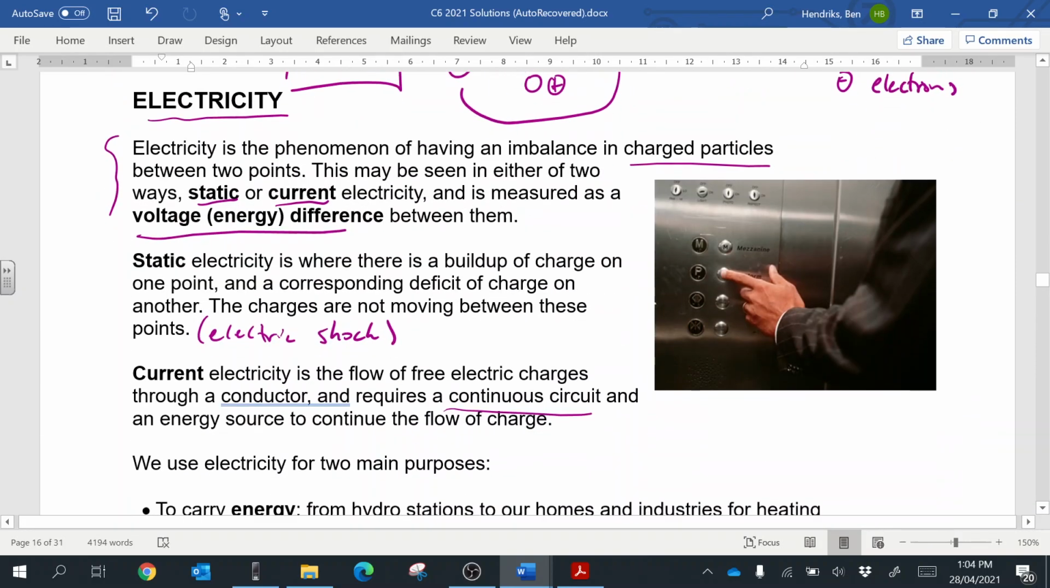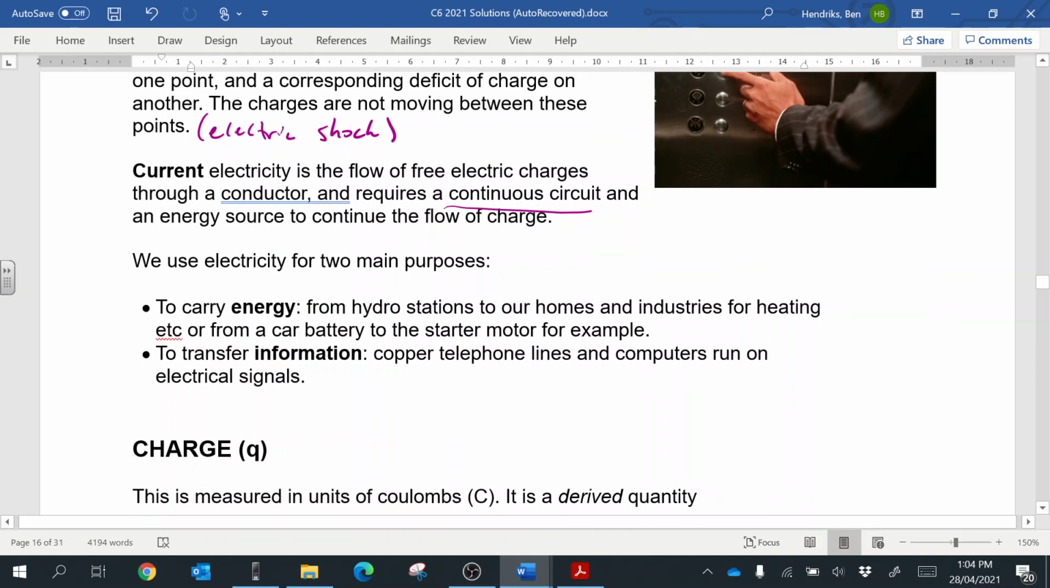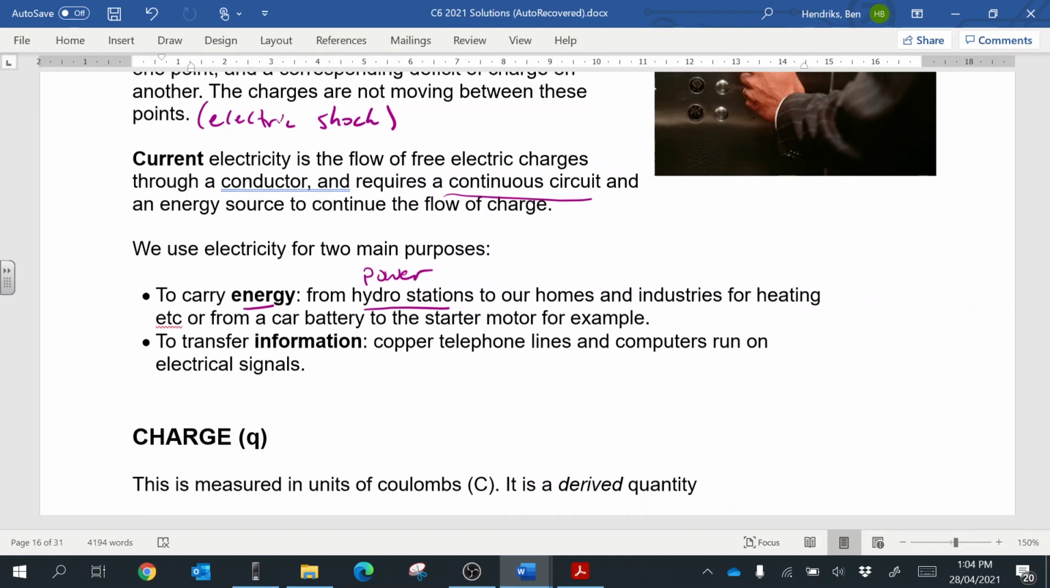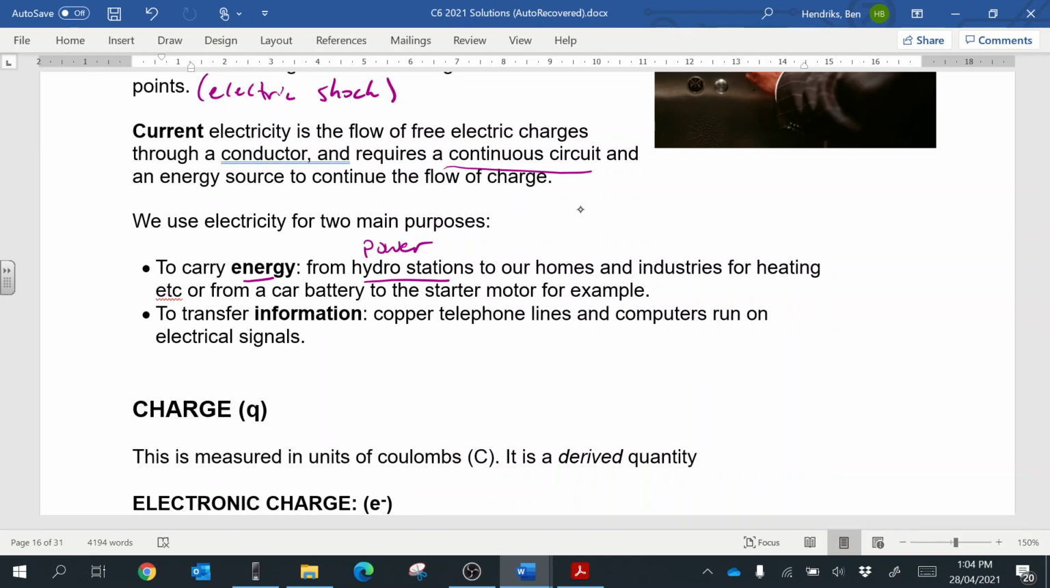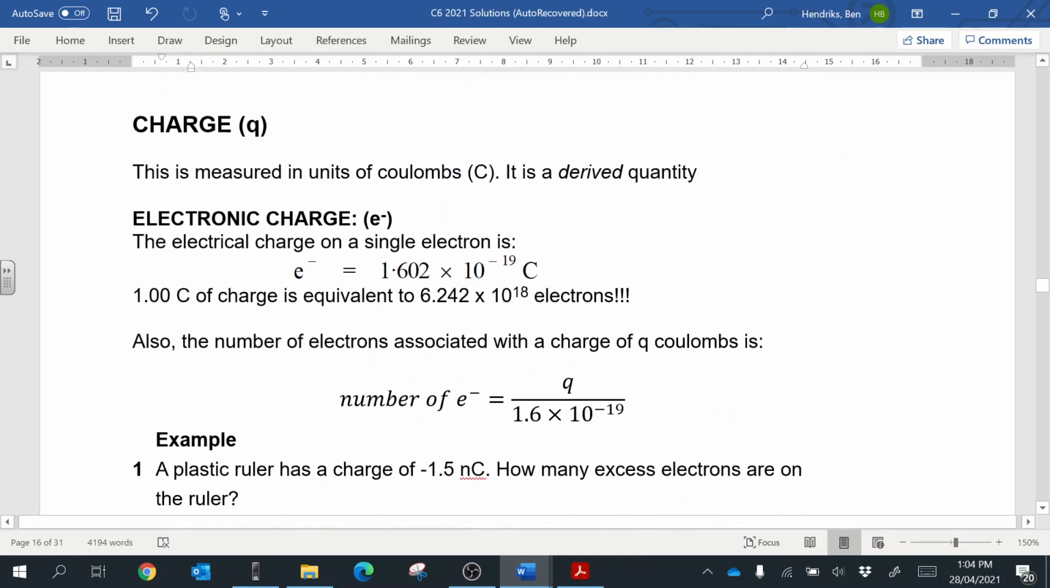So that's current, and we use current electricity most of the time, and we use electricity for two main purposes: to carry energy from hydro stations or power stations to our homes and industries for heating, or from a car battery to the starter motor, for example. Or we also use electricity nowadays to transfer information. Copper telephone wires and computers run that, wireless as well. So we've got lots of uses for electricity.